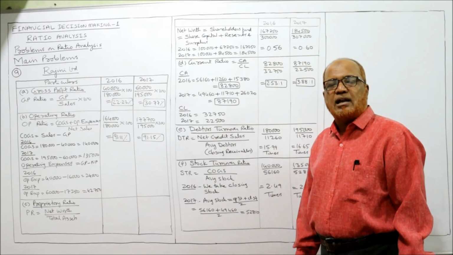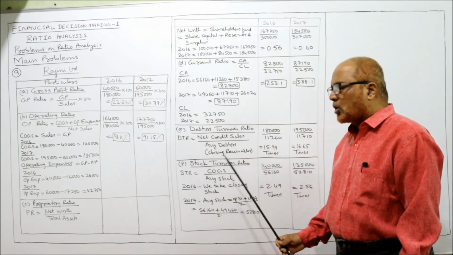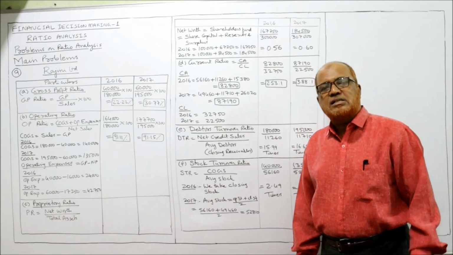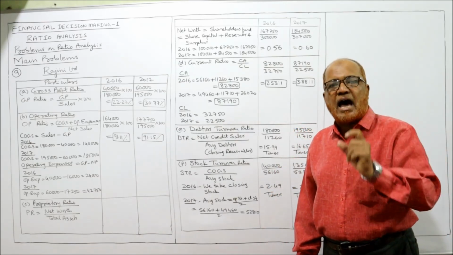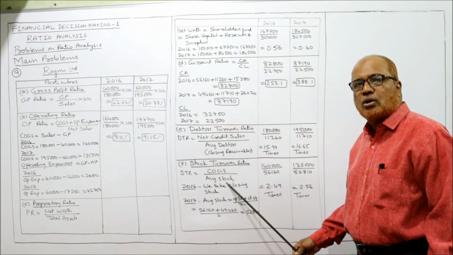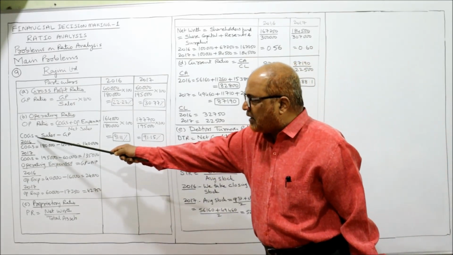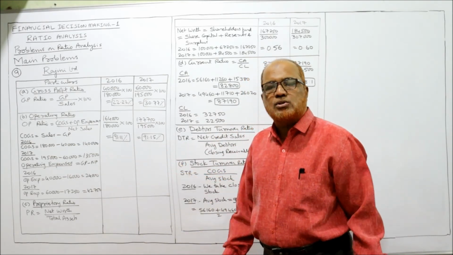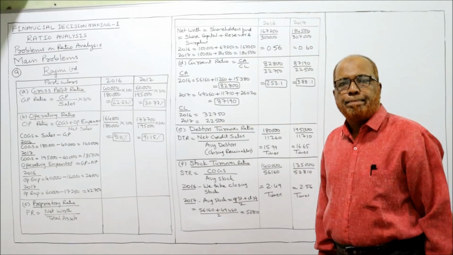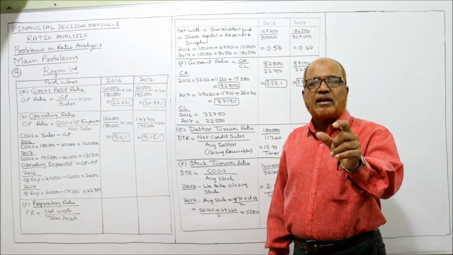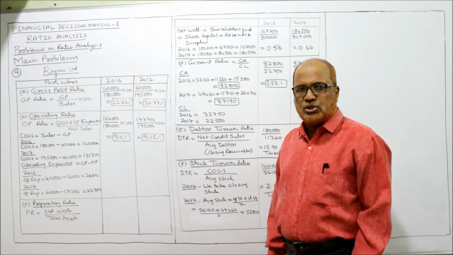Now sixth and last ratio, that is stock turnover ratio. The formula for stock turnover ratio is COGS divided by average stock. Cost of goods sold divided by average stock. COGS already we have calculated here, 1,40,000 and 1,35,000. No need to calculate again. So COGS we have. Average stock we can calculate when we have opening and closing stock.